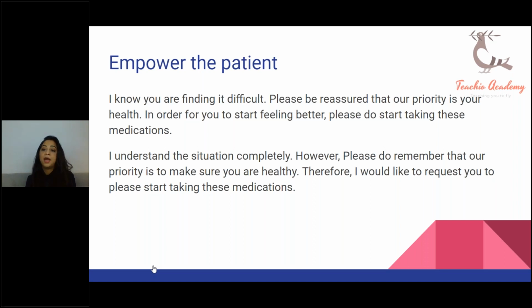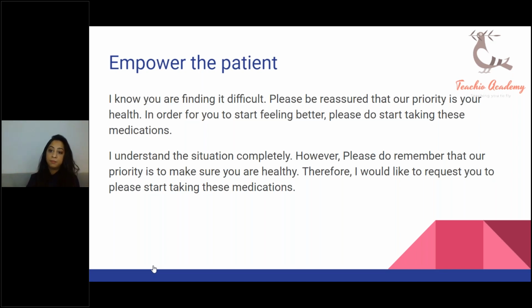You give the patient back their power and you tell them, I know you're finding it difficult. Please be reassured that our priority is your health. In order for you to start feeling better, please do these medications. I understand the situation completely. Please do remember that our priority is to make sure you are healthy. Therefore, I would request you to please start taking these medications.